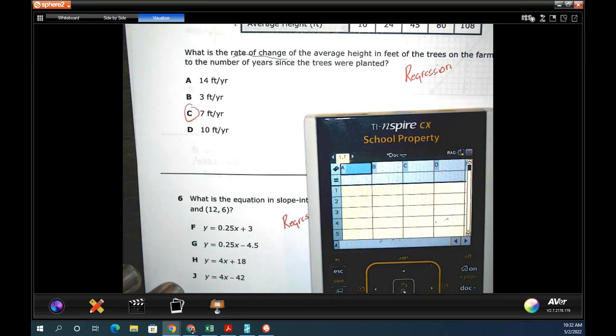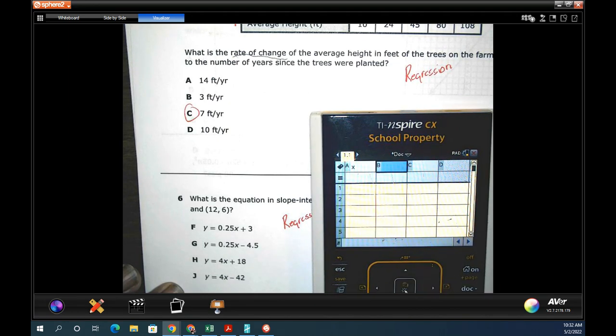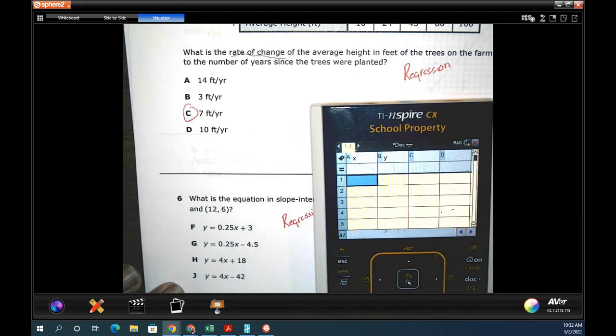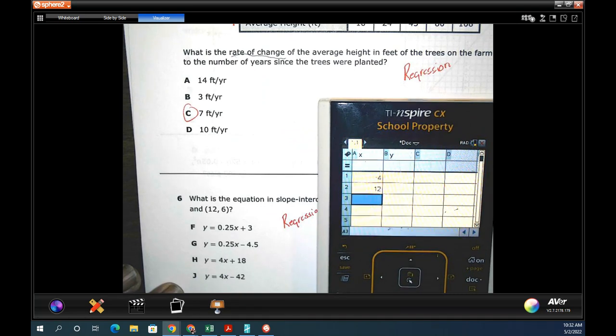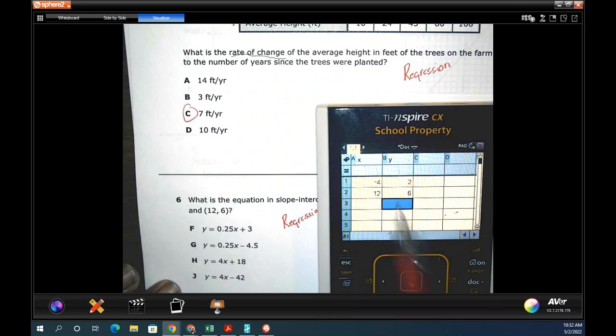What do we change A to? X, hit enter. What do you change B to? Y. Hit enter. Now, here's the deal. Your x's are negative 4 and 12. You got to make sure you get that right. Enter. Your y's are 2 and 6. Check it. Make sure it matches up. See, like you can see 12, 6, 12, 6. It matches up.